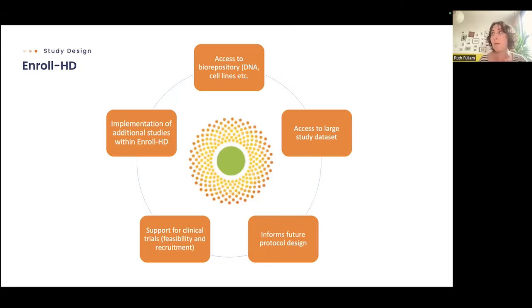And finally, Enroll informs future protocol design. So we've got all this data. You can see which measures are sensitive and of use basically for whatever symptom it is within HD. And so that helps guide other sponsors who are setting up studies to decide what to include in their protocol. Okay, so that's how we use the information and the data we collect in Enroll.